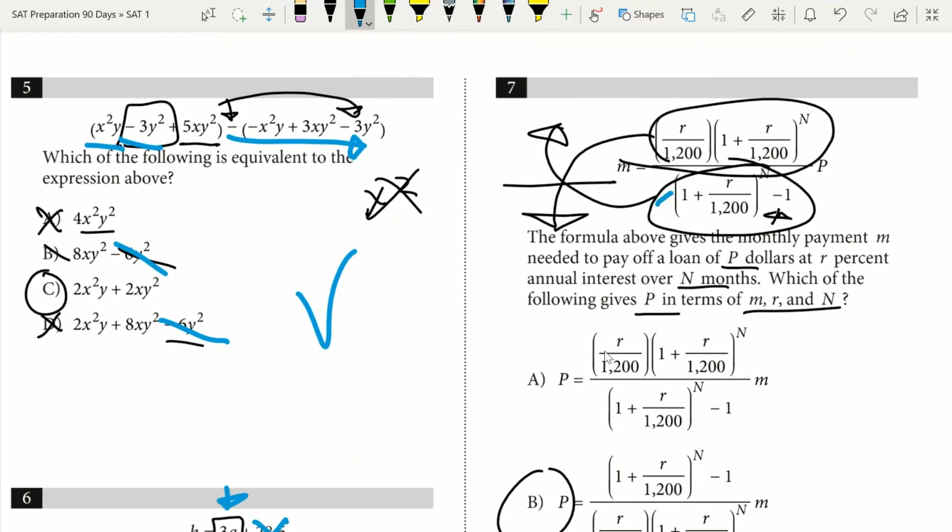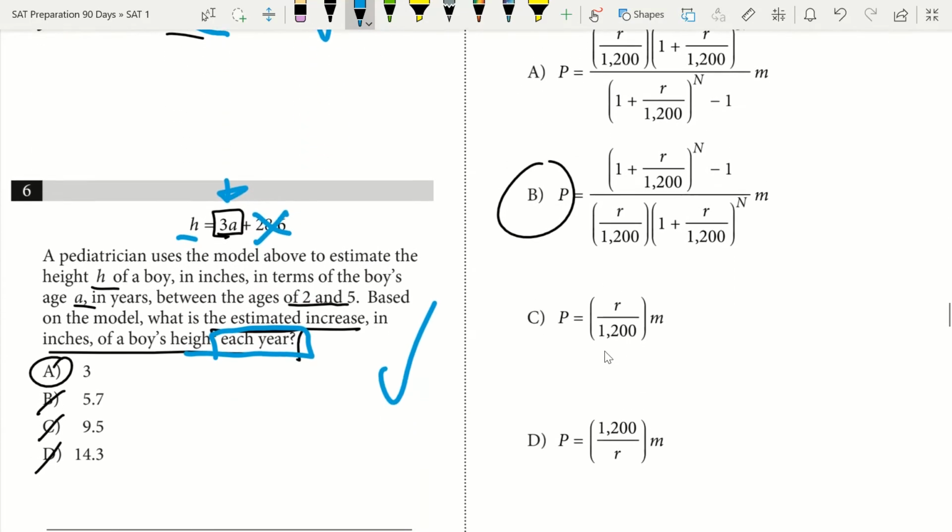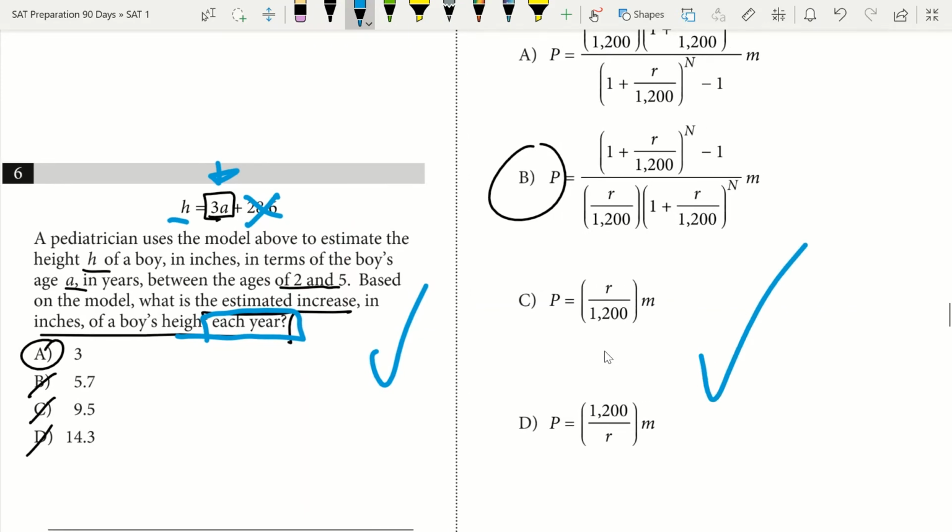That means I'm just flipping these. So this one goes up top. I have to have a -1 up top then. See, the only option that's got that is B. B is correct. So check that one.